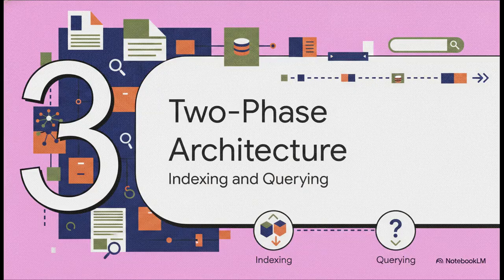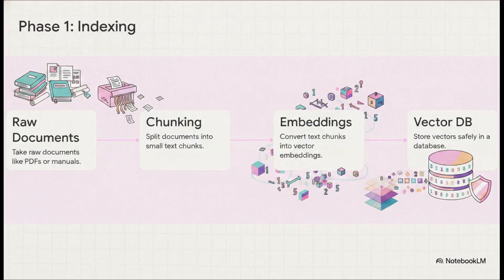Moving on to Section 3, the two-phase architecture, specifically indexing and querying. This whole system becomes so much easier to digest when you split it into two distinct phases. Phase 1 is indexing. Think of this as organizing a massive library before anyone even arrives. This prep work happens ahead of time, usually just once, or whenever your underlying documents happen to change. You basically take your raw documents, think PDFs, manuals, whatever you have, and you shred them into small, manageable chunks of text. Then you convert those chunks into mathematical vectors, which we call embeddings, and you lock them safely in a database. Boom, your library is now indexed and ready to go.